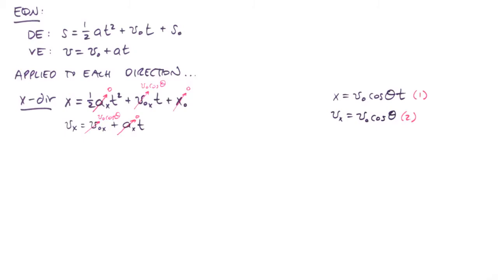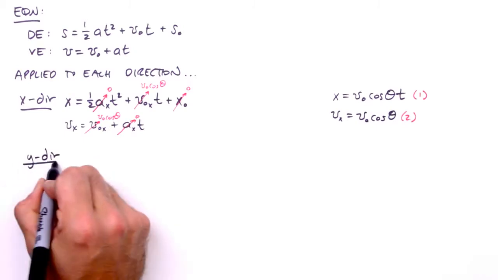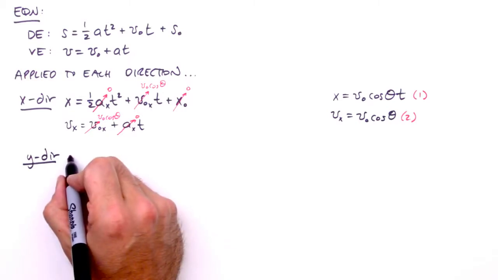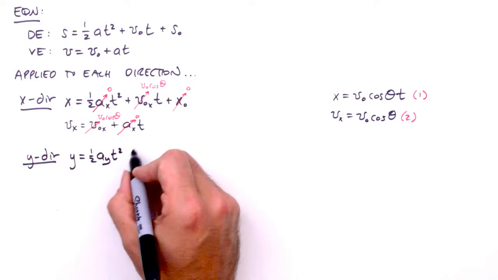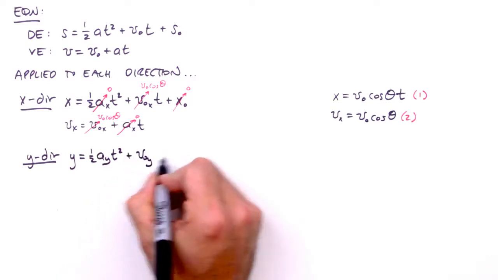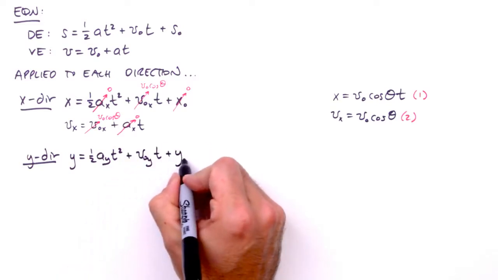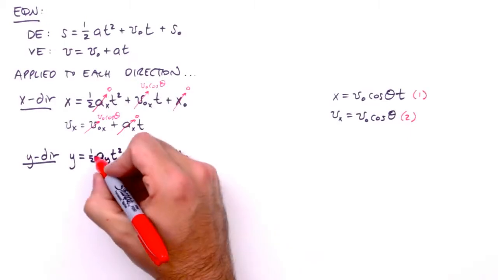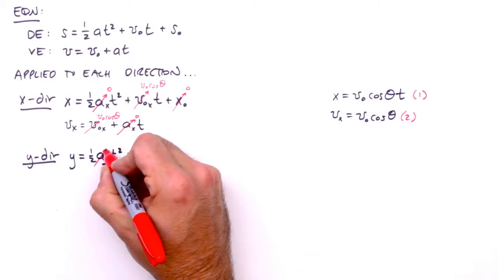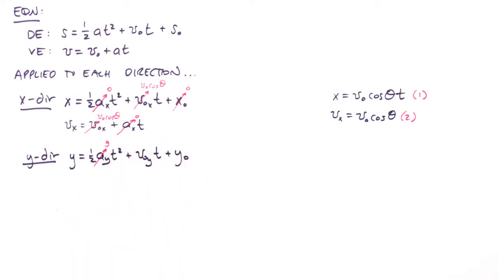Okay, so now we'll apply the kinematic equations to the y direction. The displacement equation becomes y equals 1/2 a sub y t squared plus v sub o sub y t plus y sub o. First, a sub y, the acceleration in the y direction, is the gravitational acceleration of a projectile, so we can set that to g.